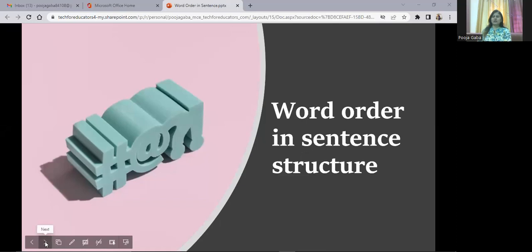Hello everyone. Today we are here to understand our next topic, and that is word order in sentence structure. So let us see what is that.